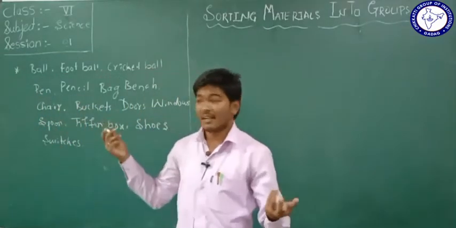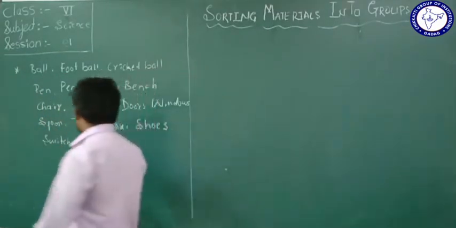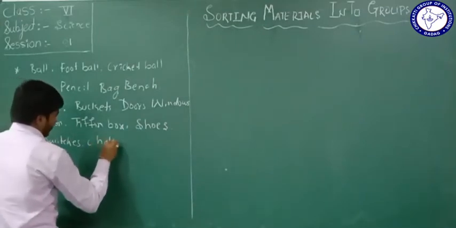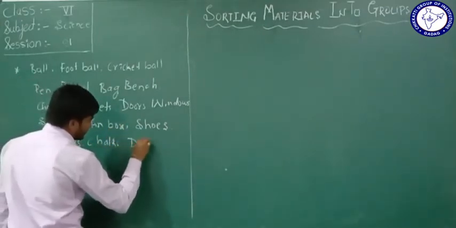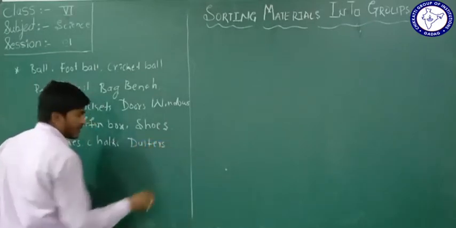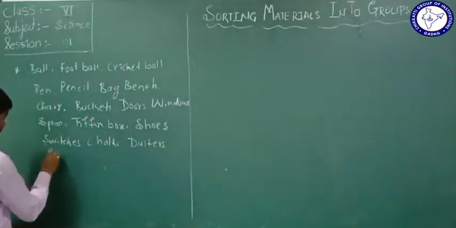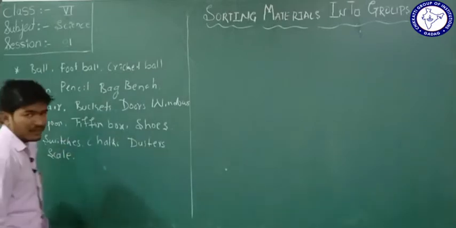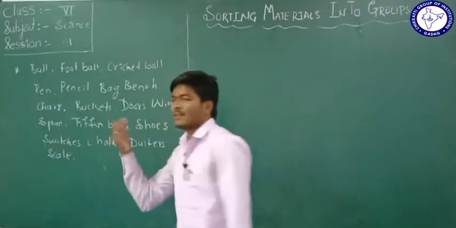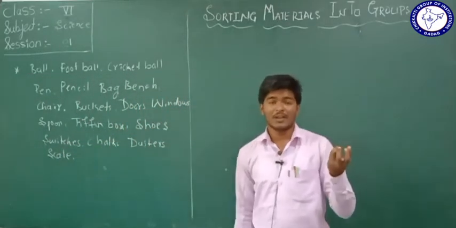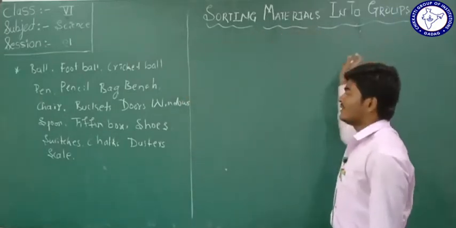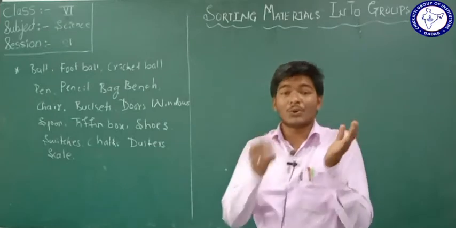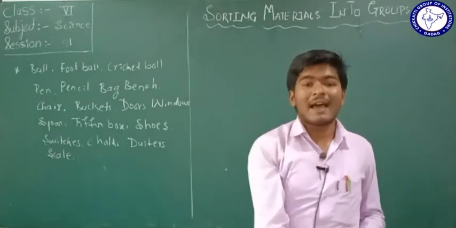Chalk paste, duster, write down chalk paste or chalks, dusters, isn't it? Scale, isn't it? So we are going to consider lots of the materials which we see. What we are going to do here is sorting materials into groups. This means we are going to group the materials based on their characters.